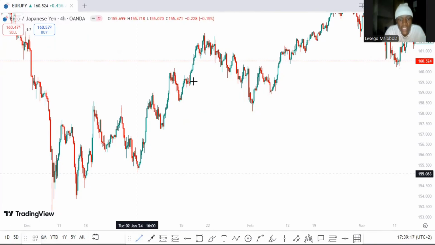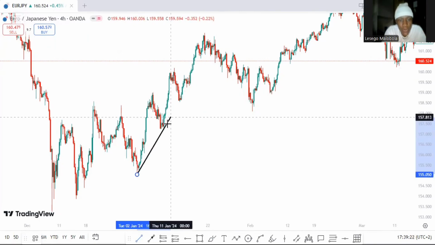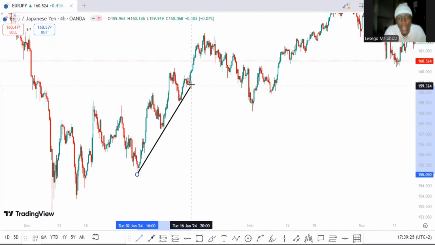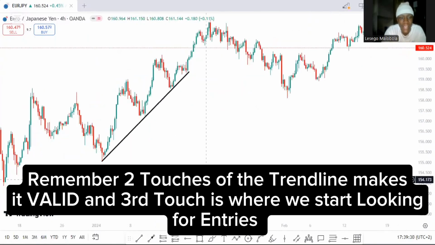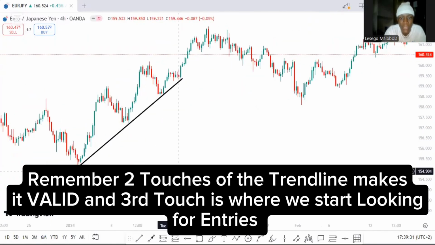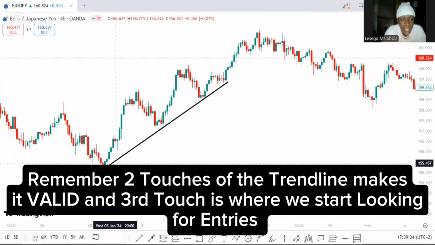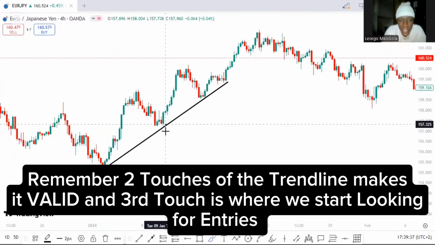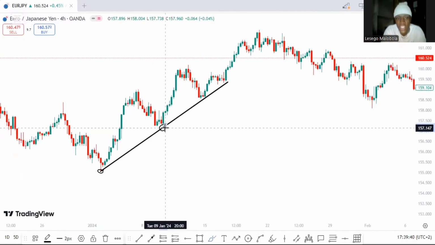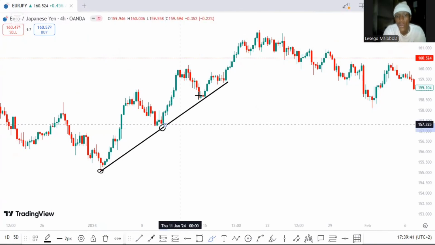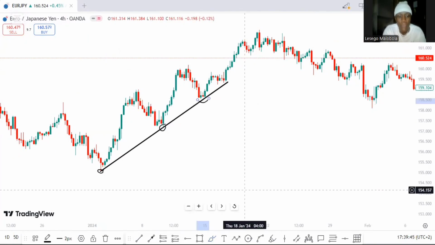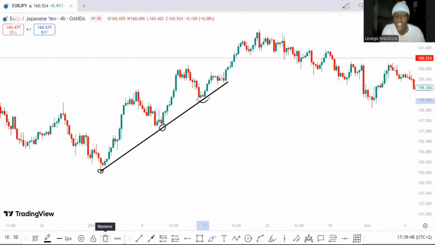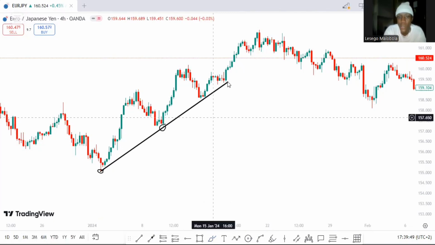You get me, guys? So you can see that obviously now we have a first touch right over here, we have a second touch right over here, and we have a third touch right over here, guys. So we can identify this as our market structure. Why? Because remember, guys, we need only 2 touches in order for the trend line to be valid, and we do have 2 touches. You understand me? Now we're gonna wait for what? We're gonna wait for our third touch, guys, of which we have our third touch. And on our third touch, what do we do? We look for our opportunities to obviously go to the upside, since well this is an uptrend.